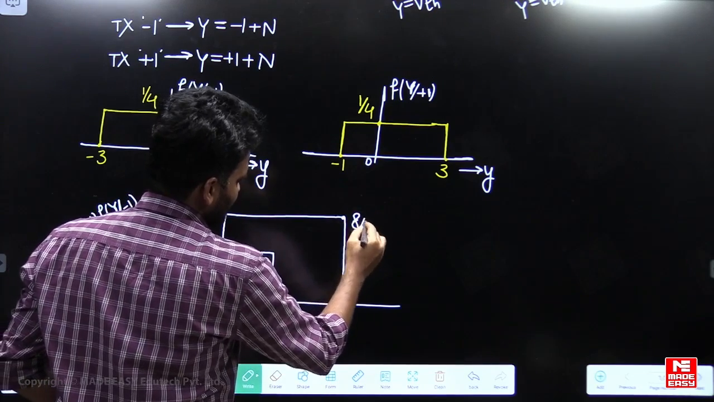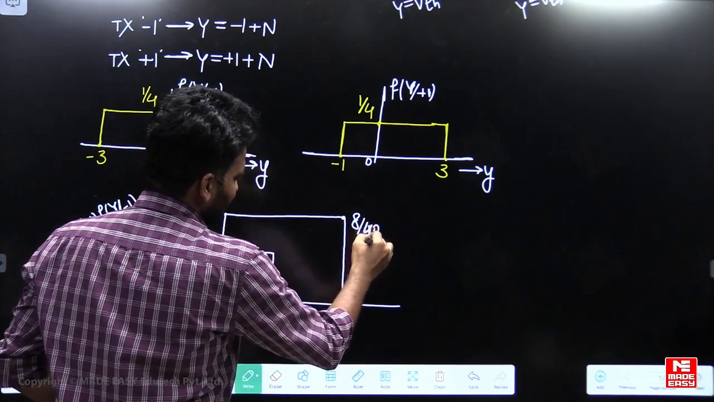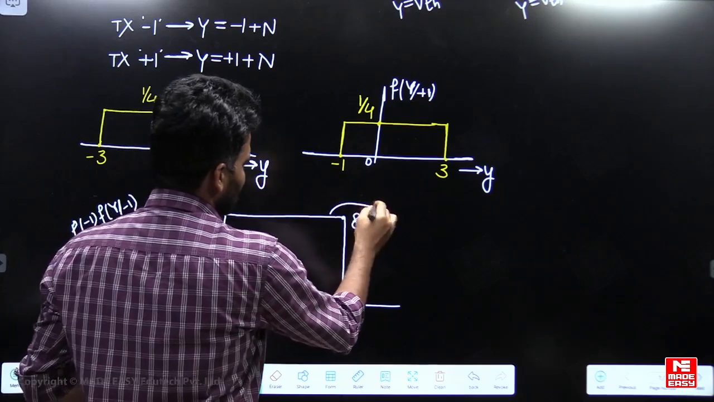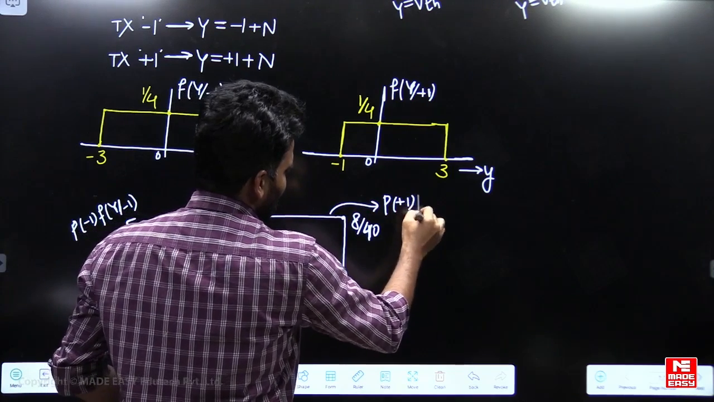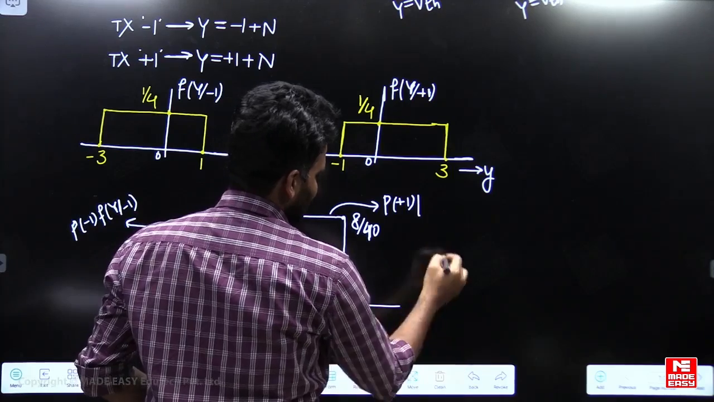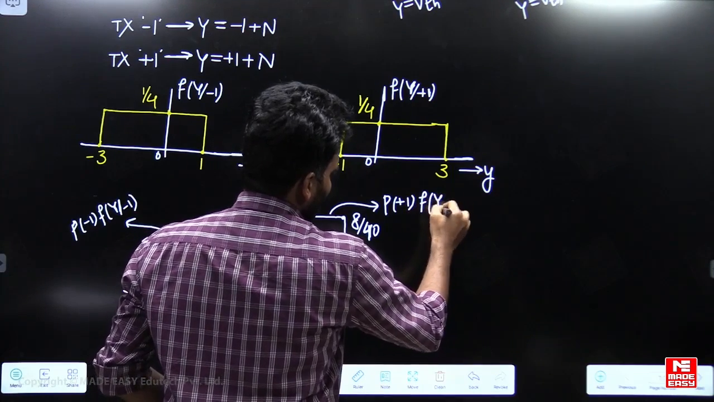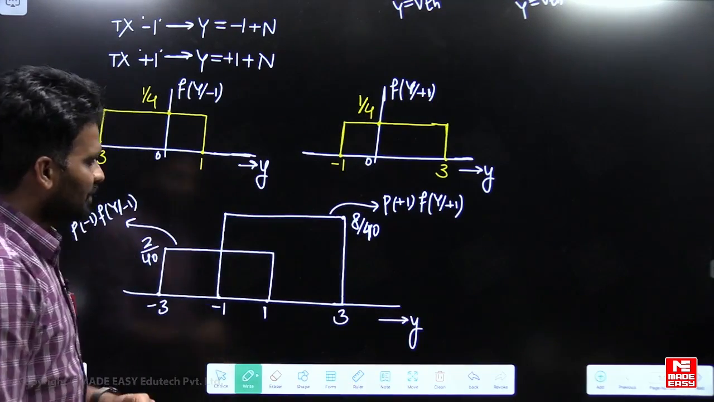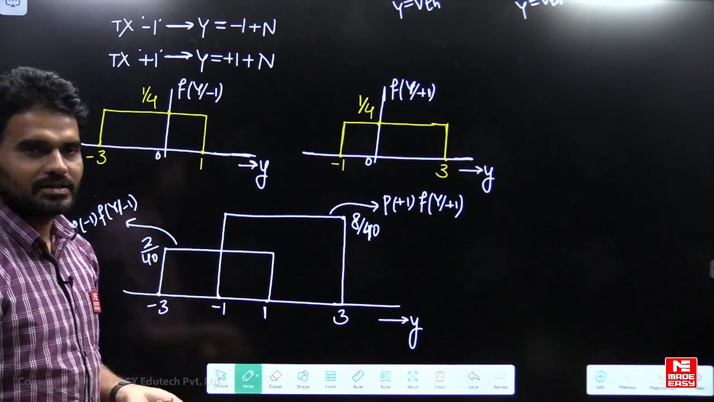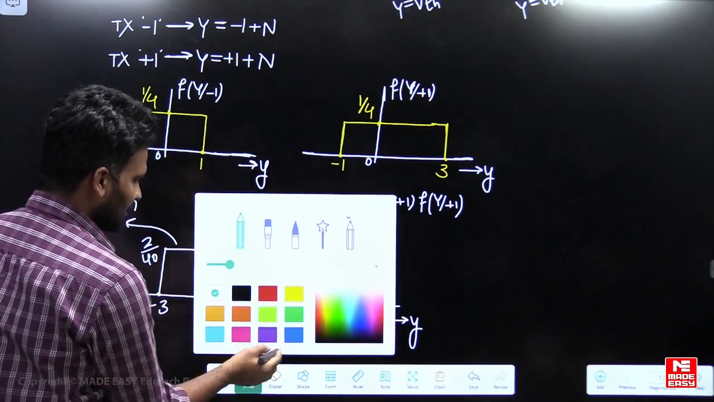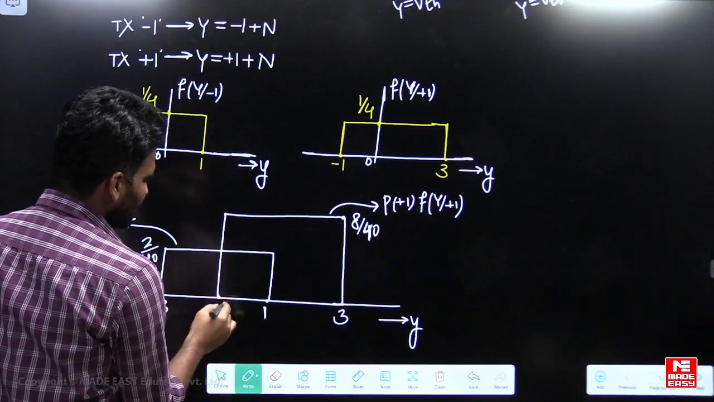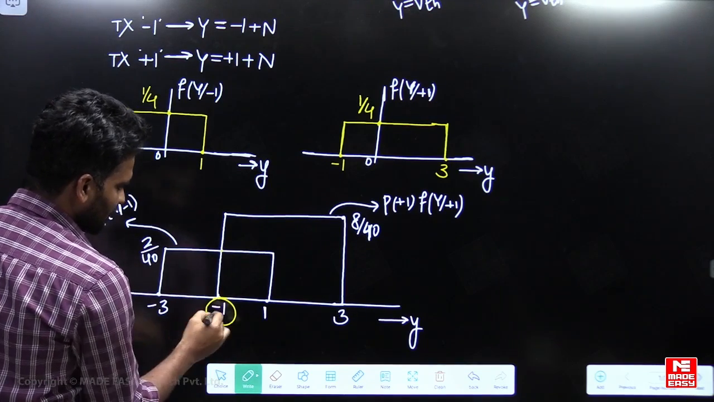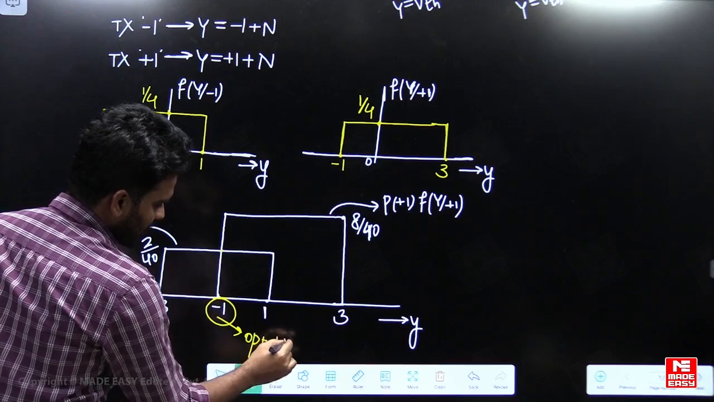So with proper scaling, we have to plot minus 1 to 3. This height is 8 by 40. Of course, 8 by 40 value will be higher than 2 by 40. And this, what I plotted, is P plus 1 fy upon plus 1. Now, for which y value do both density functions intersect, giving the same value? Minus 1. Okay. So this you can understand as the optimum V threshold.